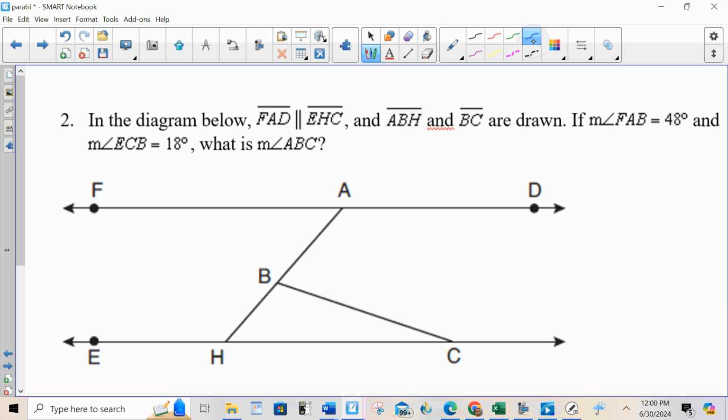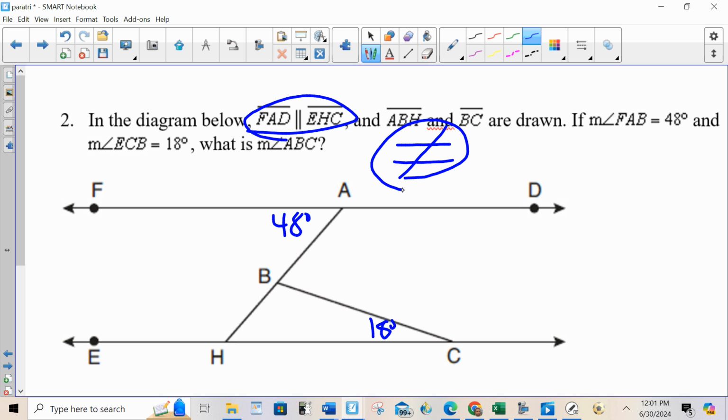In the diagram below, FAD is parallel to EHC. So when I see parallel, I want to think of that picture. FAB equals 48 degrees. ECB is 18 degrees. Well, when I see parallel, I want to see this picture. So I'm going to extend my parallel lines. I don't really need to in this particular problem because they're already extended.